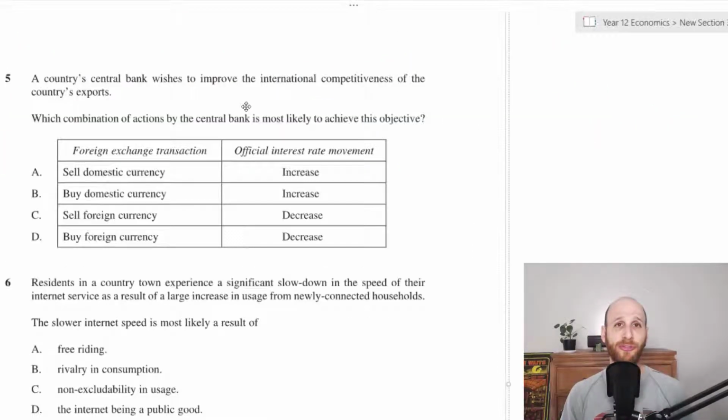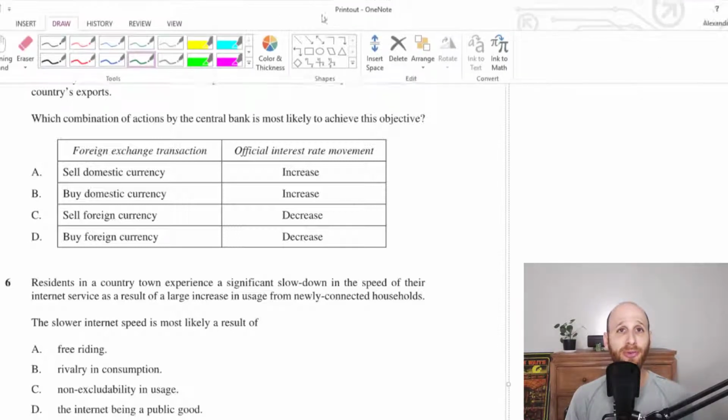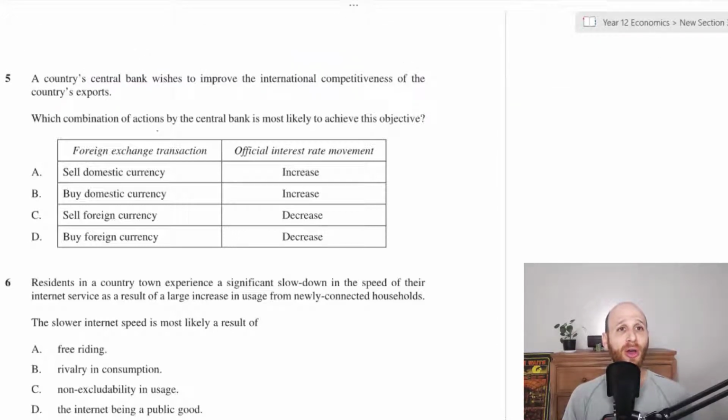Okay, here we are at question 5. If you've seen previous videos with me, you know my approach with these questions. When I've got these double-barreled answer categories, what I try and do is I try and choose the easiest one to look at first. So I'm not trying to do both things at the same time. So let's look at the wording of the question, and then I'll say, okay, I reckon we could look at this column first. So it says, a country's central bank wishes to improve the international competitiveness of the country's exports.